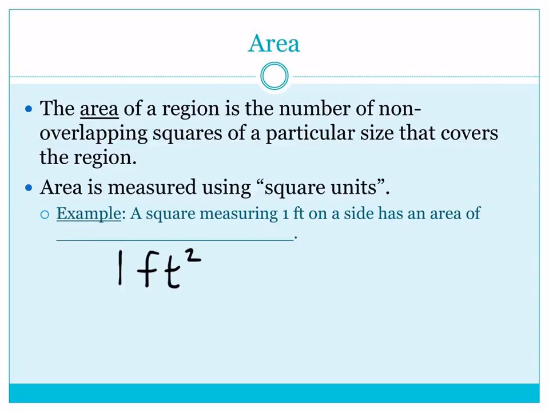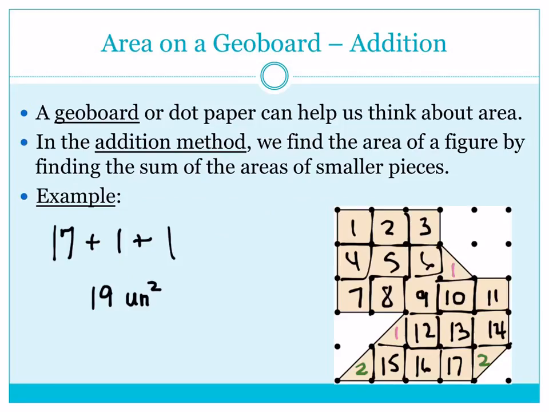Area is the region or the space inside of an object. The number of overlapping squares is how we defined it. So area is measured using square units. A square measuring 1 foot on each side has an area of 1 square foot, and we write it with feet with a little square on the outside of it. We read it as square feet.